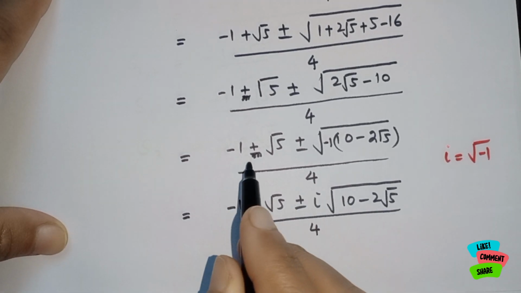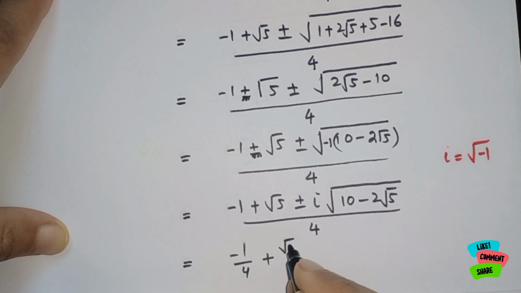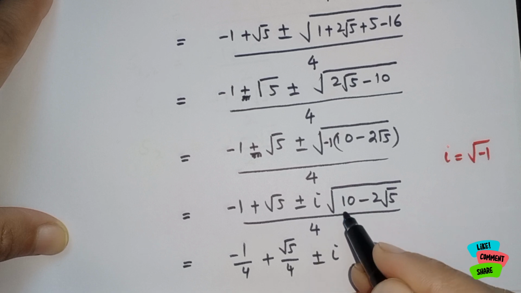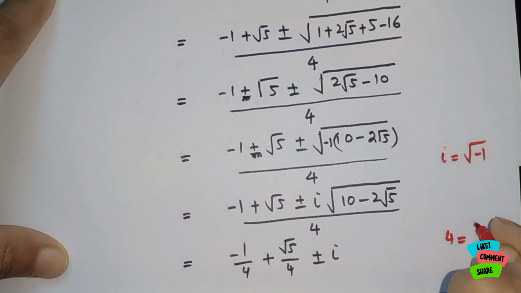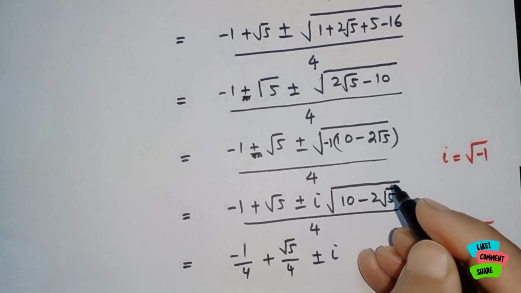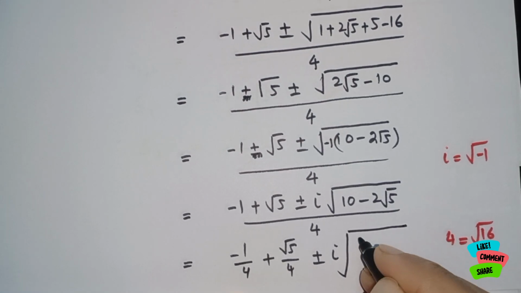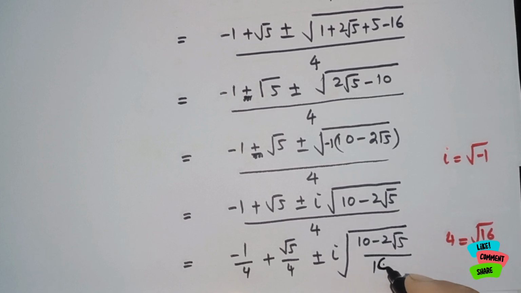So from here we will divide each expression by the 4, and we will get minus 1 over 4 plus square root 5 over 4 plus or minus i, and this 4 we will bring in the square root, and we know that 4 is equal to square root 16. So it will become 16 when we bring it in the square root. So we will have 10 minus 2 square root 5 over 16.